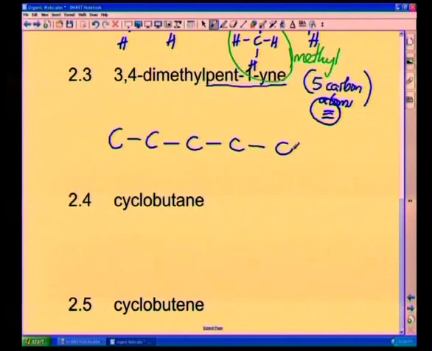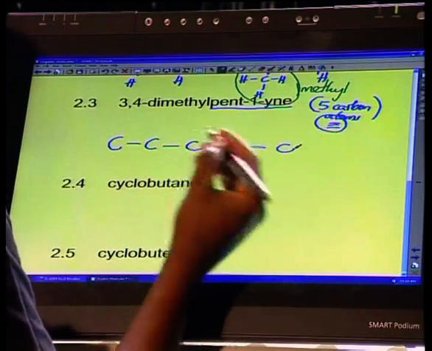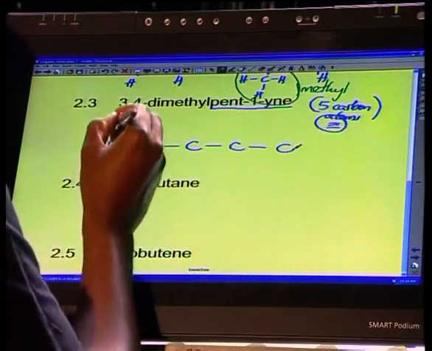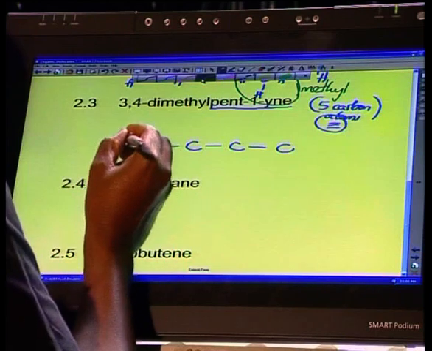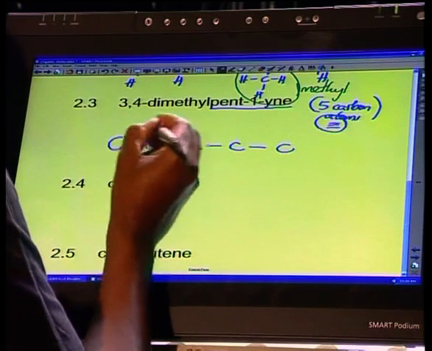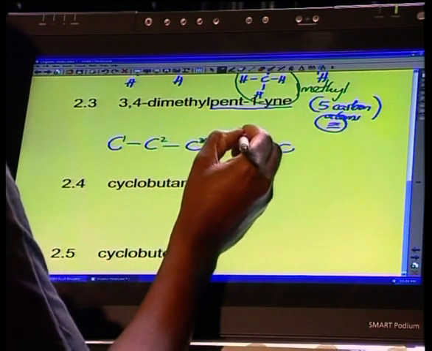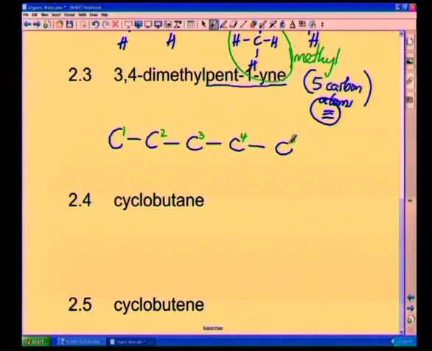Now if I start counting from the left, it says pent-1-yne. So on carbon number 1, I can start from the right. It doesn't matter, it will be all the same. But for now, because for the past ones I've been starting from the right, allow me to start from the left. Let's number these carbon atoms again. So this is number 1, number 2, number 3, number 4, number 5. I did 5 because my name says pent.